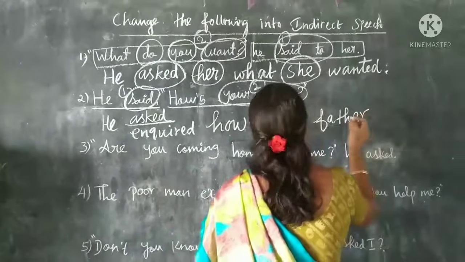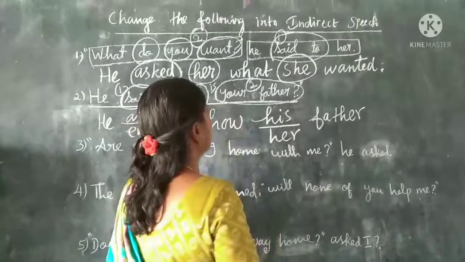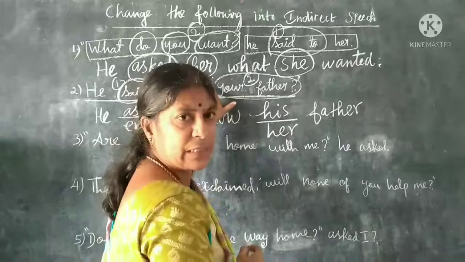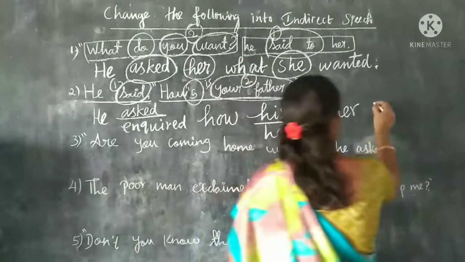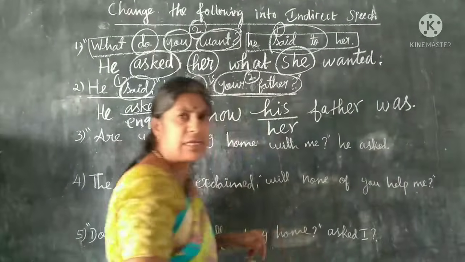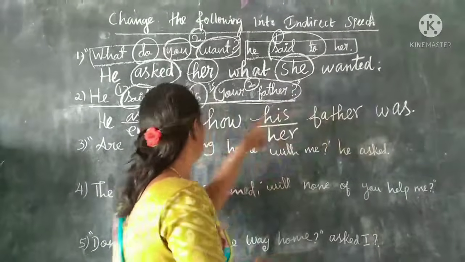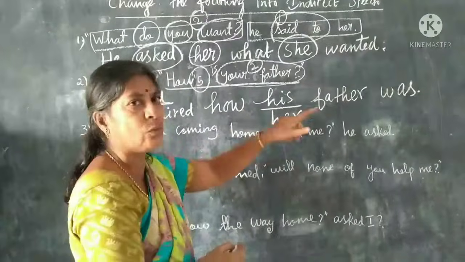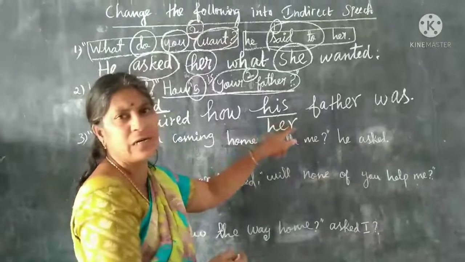His or her father. The words are how is. These are how is your father. So is is present tense. Present tense will change into past tense. What is the past tense? This one, was. This is in present tense. Present tense is changed into past tense. Is is changed into was. So the answer: he asked how his father was, or he enquired how her father was.